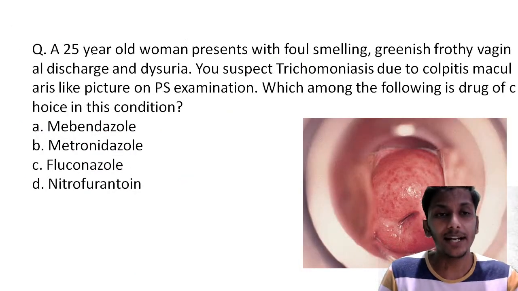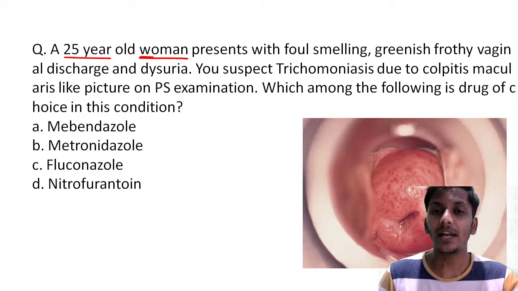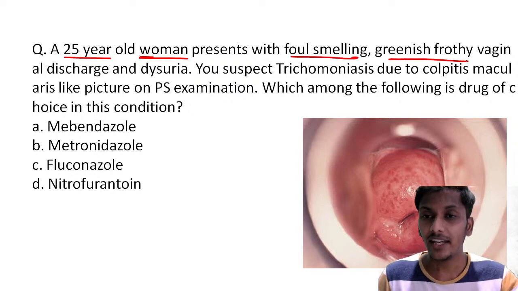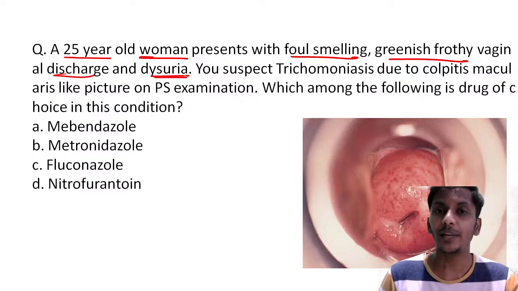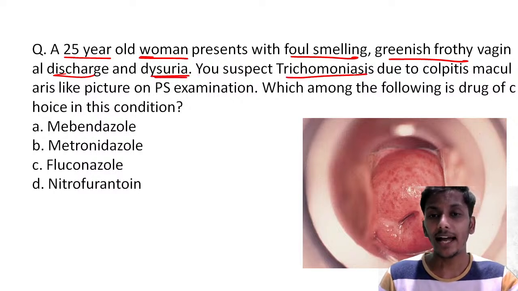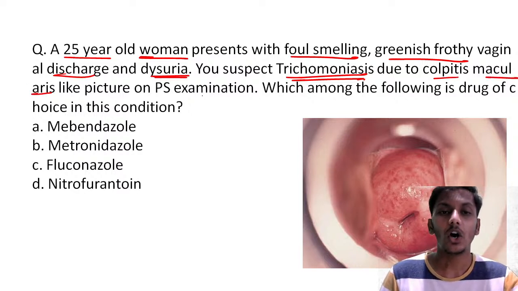That states a 25-year-old woman presents with foul-smelling, greenish frothy vaginal discharge and dysuria, that is painful micturition. You suspect trichomoniasis due to colpitis macularis-like picture on per speculum examination. Which among the following is the drug of choice in this condition?